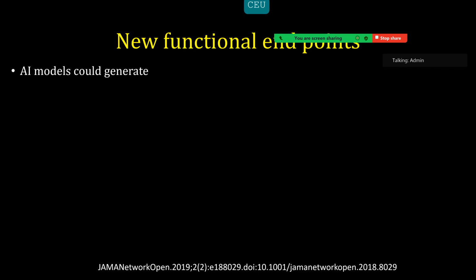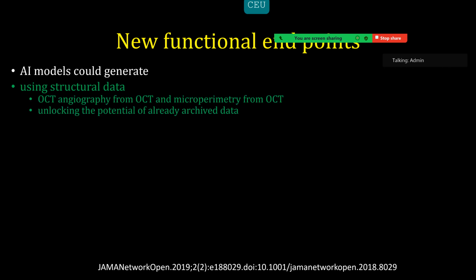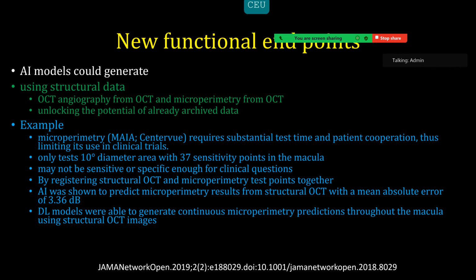The second one is you can make better outcomes which you never thought possible before. So, using the data that we give, it can make better outcomes. For example, from CT angiography and from the OCT, we can look at other outcomes. So, if you do microperimetry, it takes a long time for each patient. It takes about 15 minutes to do each patient.